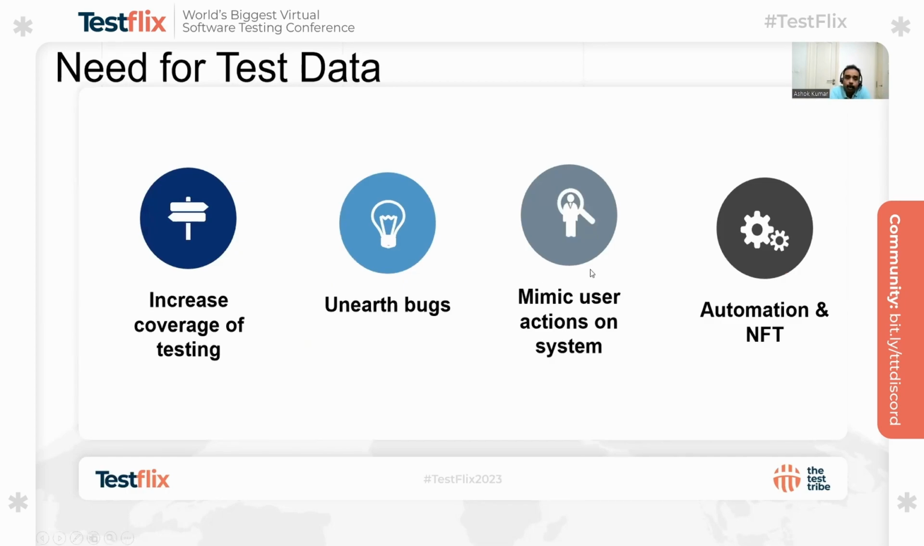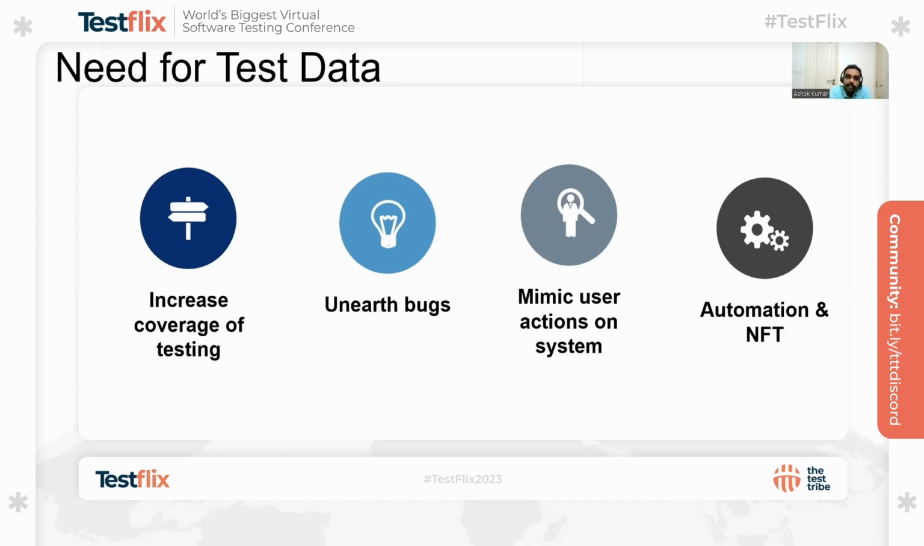Test data is typically required for the following reasons. It's primarily needed for increasing the coverage of testing itself, because there are certain specific types of data that are required to activate specific areas within the application code base. And the more combinations of data that we use, the more the chances of increasing the coverage of testing itself. A direct outcome of this is that the more the coverage of testing increases, the more the chances of identifying and unearthing bugs, which I think is also one of the key objectives of testing itself.